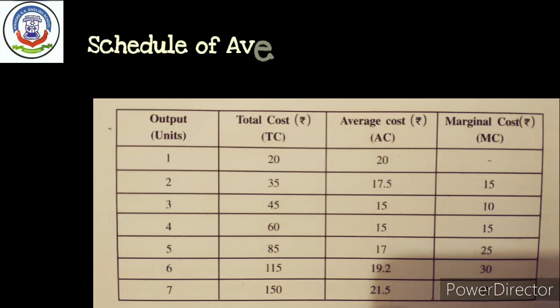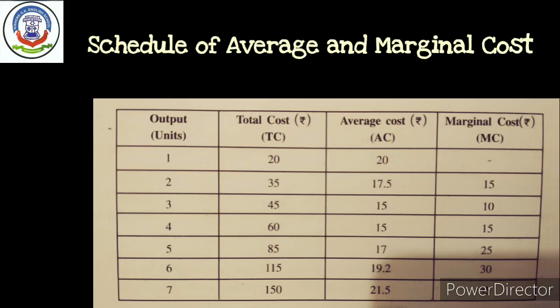Interrelationship between average cost and marginal cost. As shown in the table, output, production units, total cost, average cost and marginal cost. When production is 1 unit, total cost is rupees 20 and average cost is also rupees 20 and marginal cost is 0, because there is no increase or decrease in production cost.